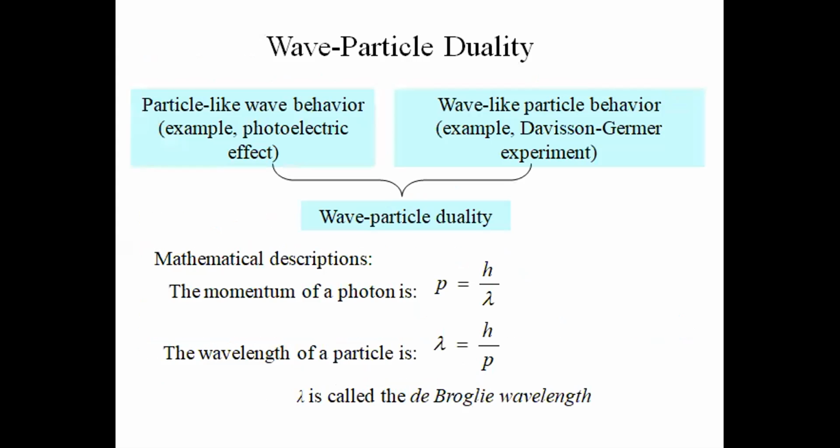Now, wave-particle duality we are applying to nature. So particle-like wave behavior, example, the photoelectric effect, and wave-like particle behavior, example, the Davisson-Germer experiment. Now, combining these two, we get wave-particle duality. Mathematical description: the momentum of the photon we can represent as p equal to h by lambda. In the same way, the wavelength of a particle is lambda equals h by p.